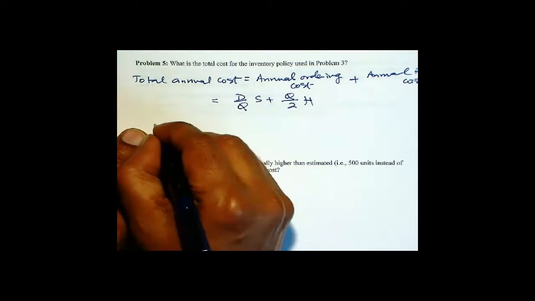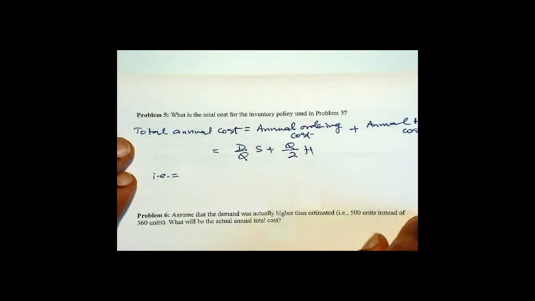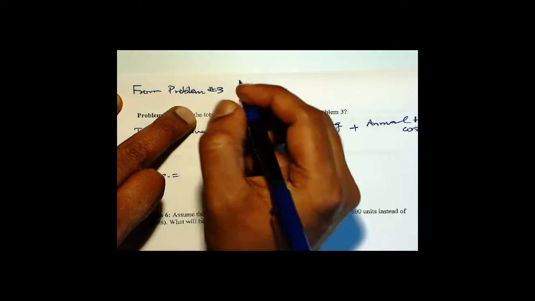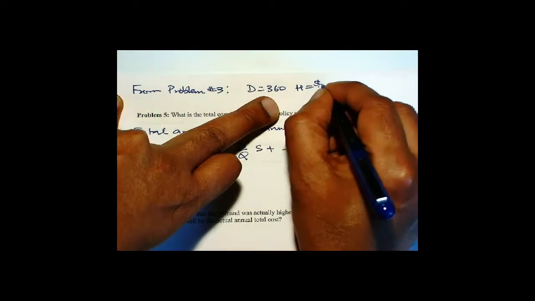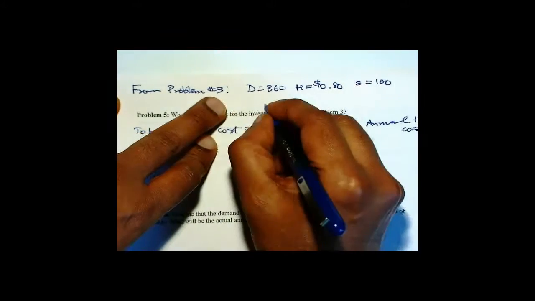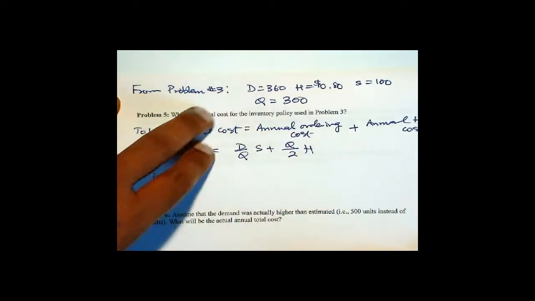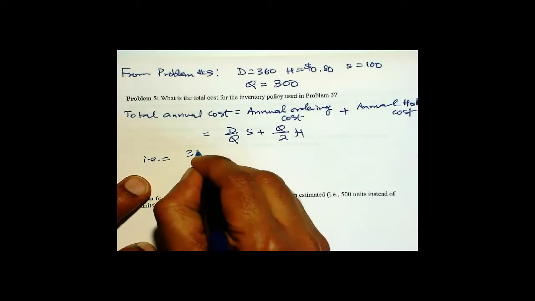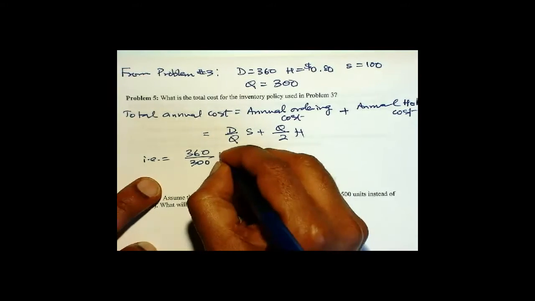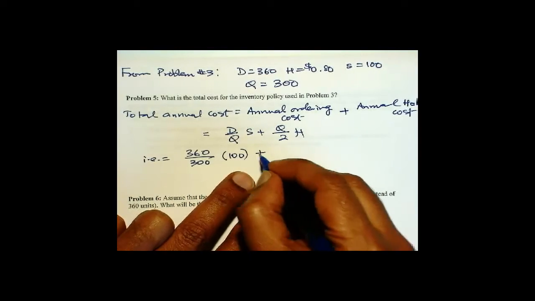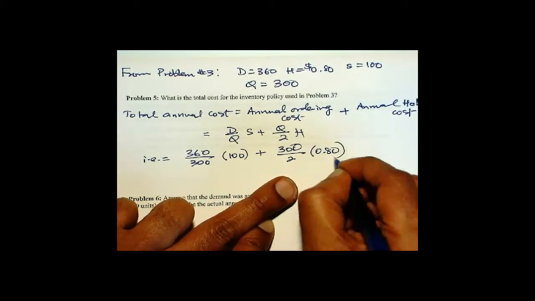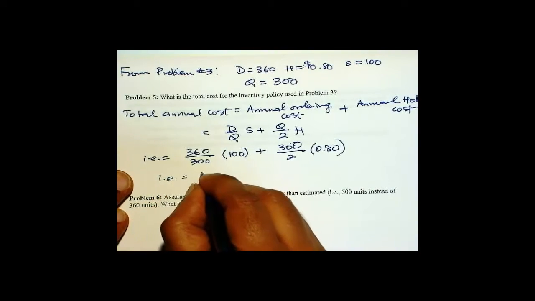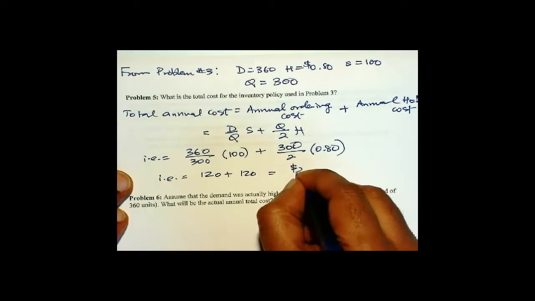So that is equal to, so remember from problem number 3, D is 360, H is 0.8, S is 100, and Q is 300. So then we get 360 over 300 times 100, okay, plus 300 over 2 times 0.8, and that is equal to 120 plus 120 is 240.